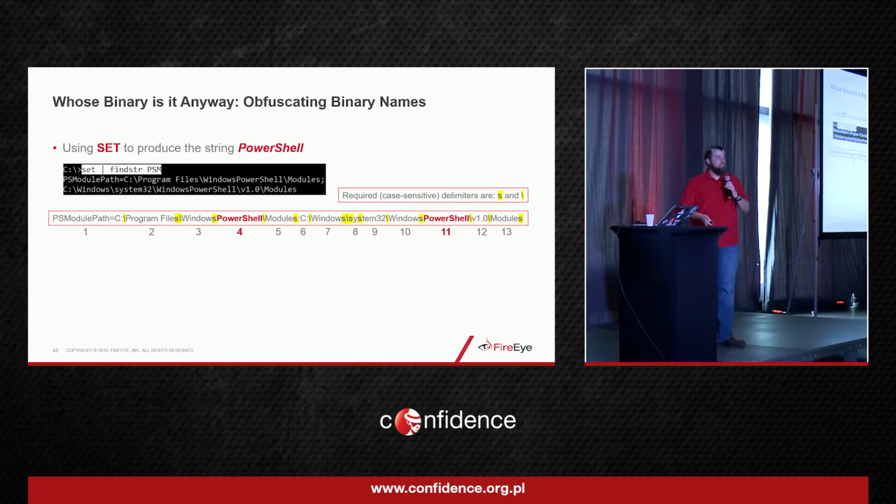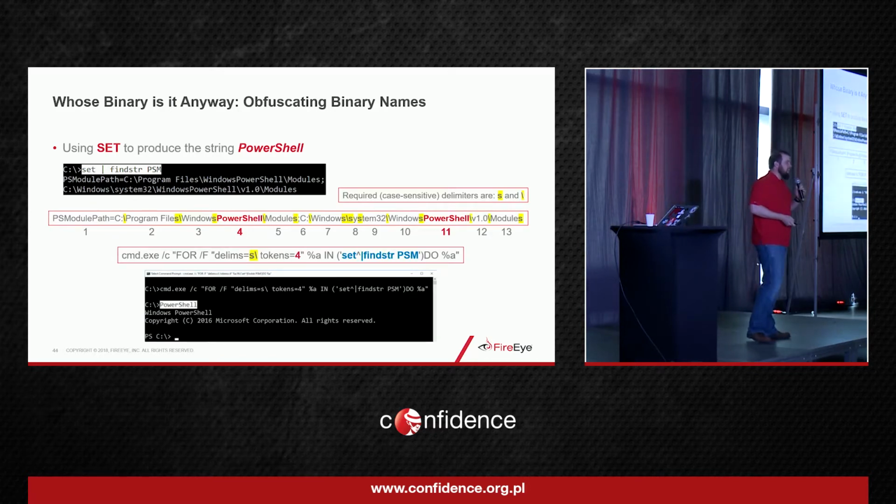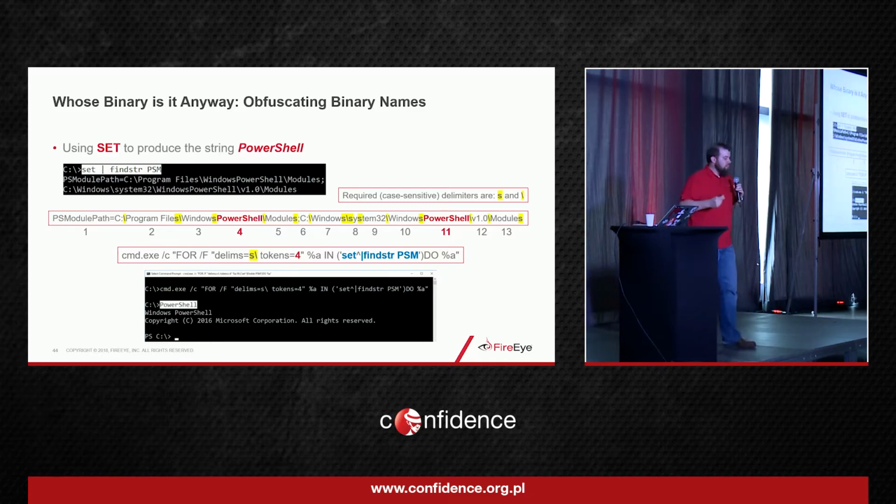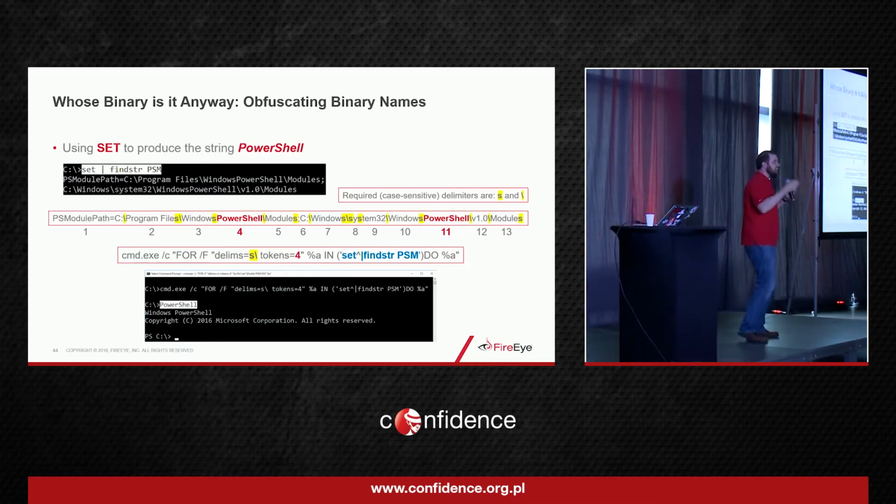So now, how can I do this on the command line using only cmd.exe? Well, the for loop in cmd.exe has some pretty cool features, one of them being delimiters. So if I run that set find string PSM at the end of this command, then I say, for the result that comes back, I want you to apply these delimiters and take this token, the 4th token in this case. It will return to me the string PowerShell, and then I just say do whatever the result of that is. So literally execute whatever comes back. And so as you can see in that screenshot, this will actually run PowerShell.